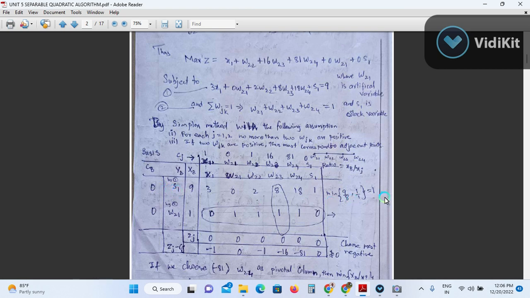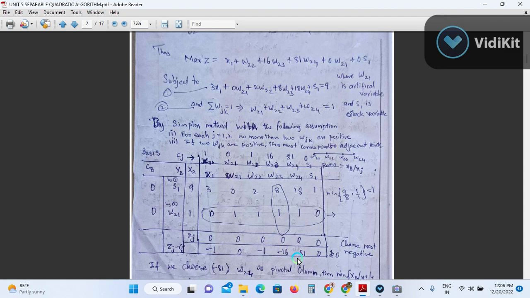But according to the assumption, if W24 is entering here and S1 is outgoing, think about this case: W24 is not adjacent to W21, right? So W24 is not adjacent to W21. It violates our assumption that the WJK should be adjacent points, right? So W24 and W21 are not adjacent. So what is the meaning? It violates our assumption. Therefore, this is not our pivotal column.